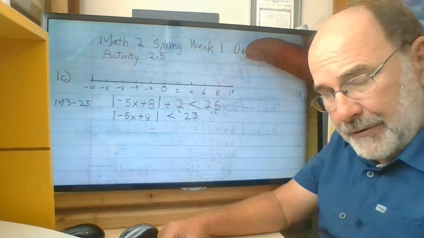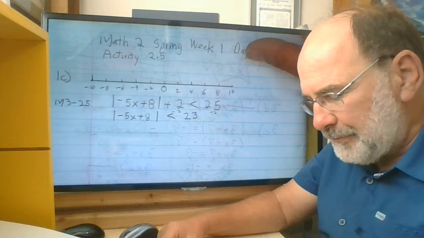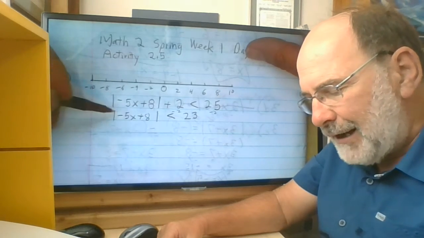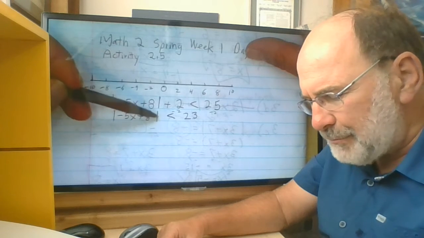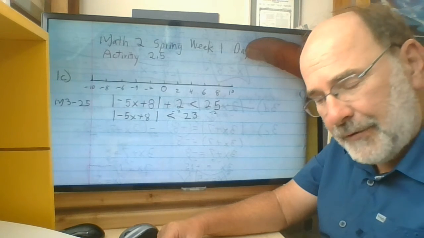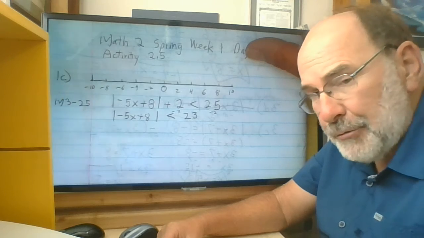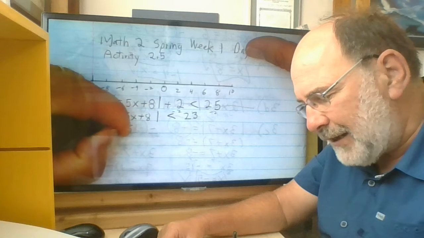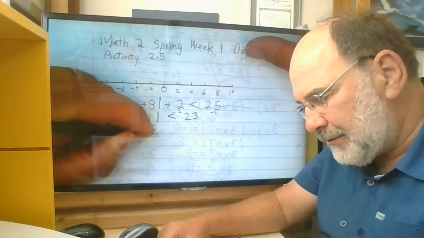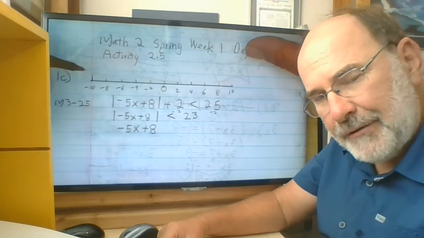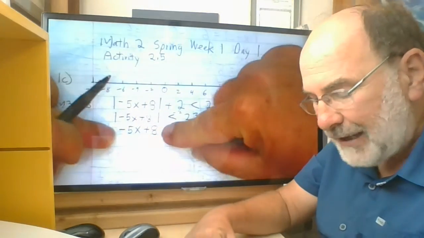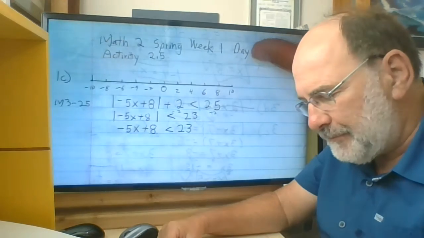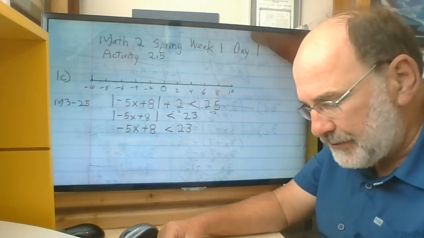When we have absolute value, there are two possible solutions. One is the positive and the other is the negative. For the positive one, we just basically pretend that the absolute value sign is a parentheses. And I'm going to write it without the parentheses. So this becomes -5x plus 8, taking the positive contents here, is strictly less than 23. Now go solve for x.